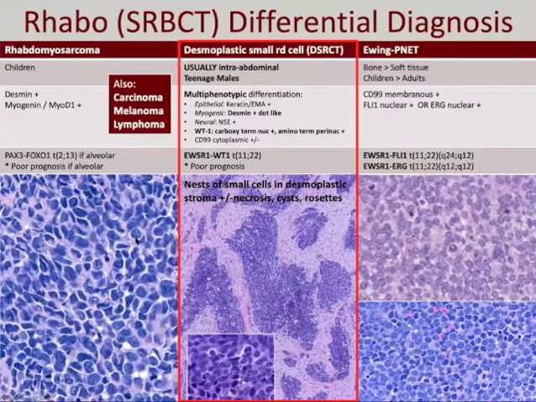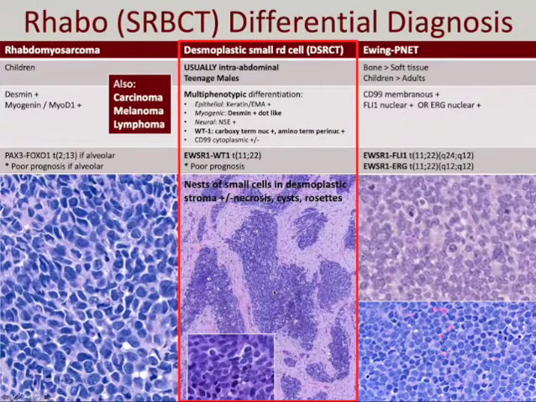In the next slide, I've put your small round blue cell tumor differential. We've talked about Ewing's, right? We've talked just now about rhabdo. The one that we haven't really mentioned yet is desmoplastic small round cell tumor in the intra-abdominal compartment of usually teenage males. Again, characteristic clinical pathologic thing. This is very aggressive.